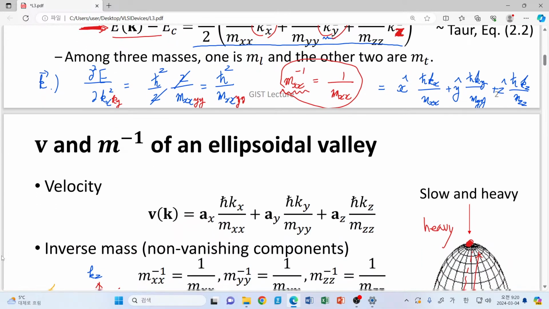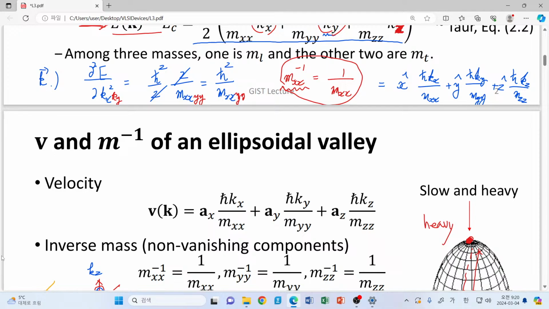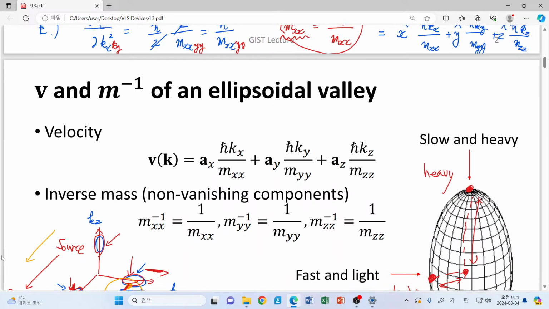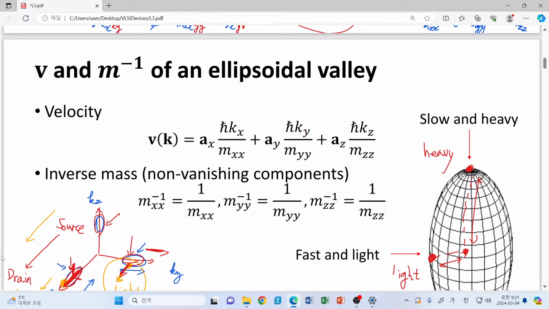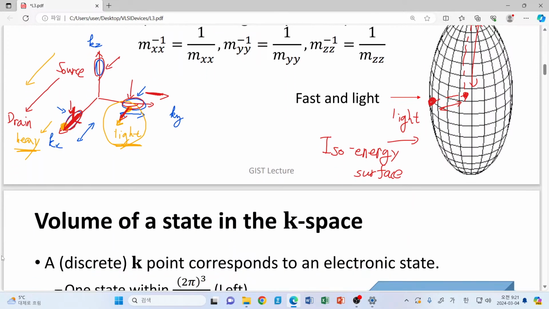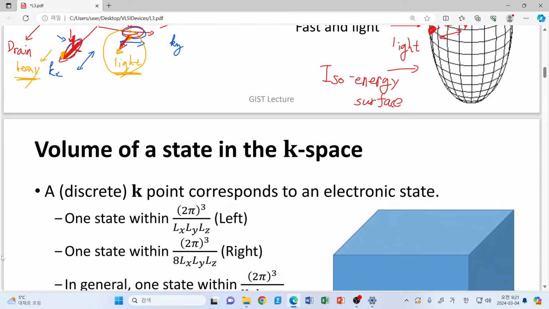However, in the case of holes, I mean the valence band shows much more complicated behavior than the silicon conduction band, although we have no degeneracy like the number of 6. In this case, there are 6 ellipsoidal valleys in our silicon conduction band. So if you have any question, then please give me a question.